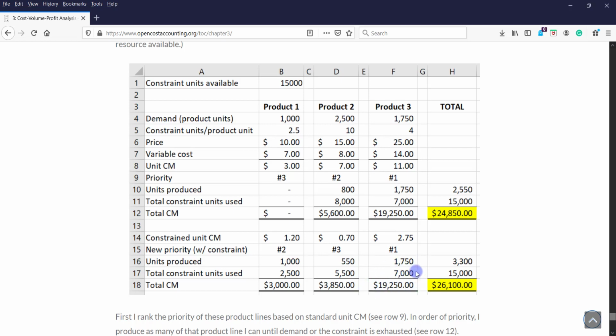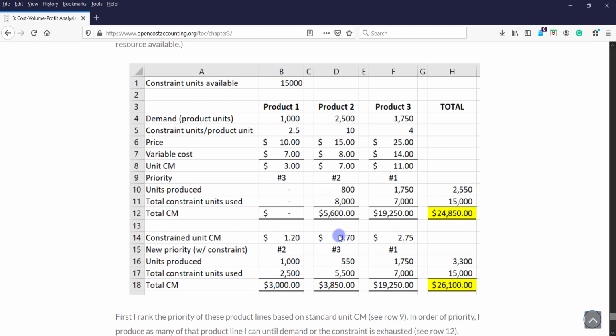And then we'll shift over to product 1 and produce all 1,000 of those units, because we only take 2.5 units of the constraint, so we can produce all 1,000 units there and meet all the demand for product 1. That gives us 2,500 constraint units we use. That means we have some left over. 7,000 plus 2,500 is only 9,500. We still have some leftovers here. And we get $3,000 of total contribution margin from that.